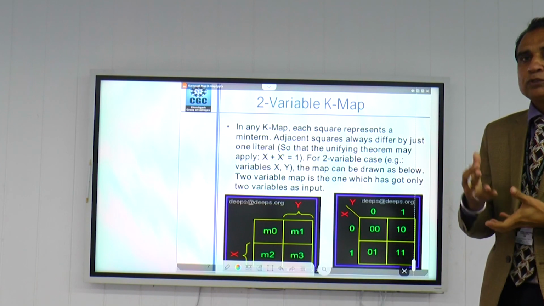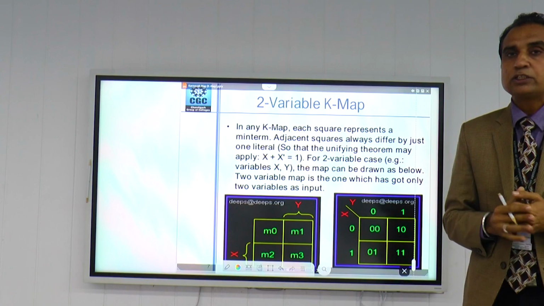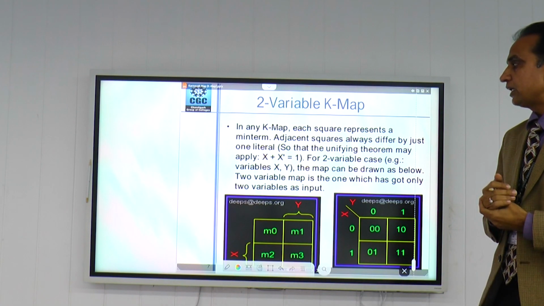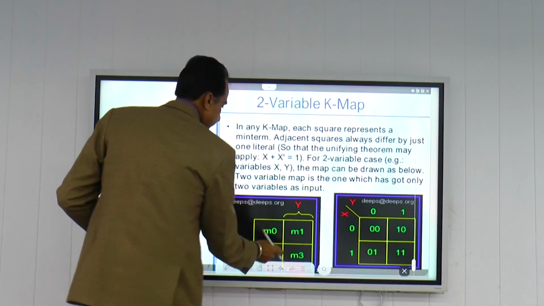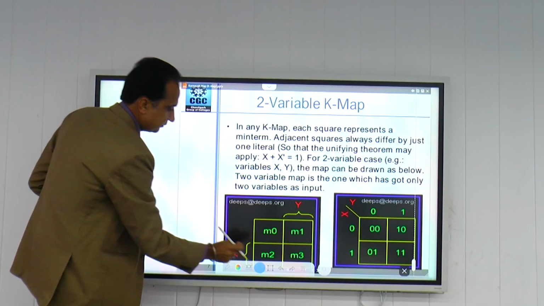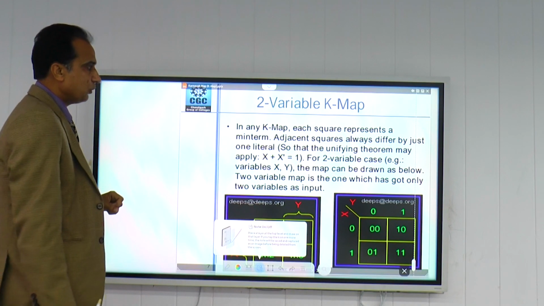Now, I am going to explain the K-map with the help of an example in which we are using two variables. In any K-map, each square grid represents a min term. For example, now I am going to explain the K-map for two variables.